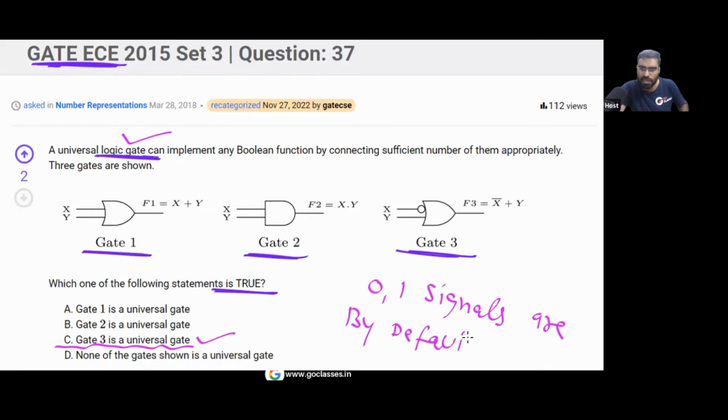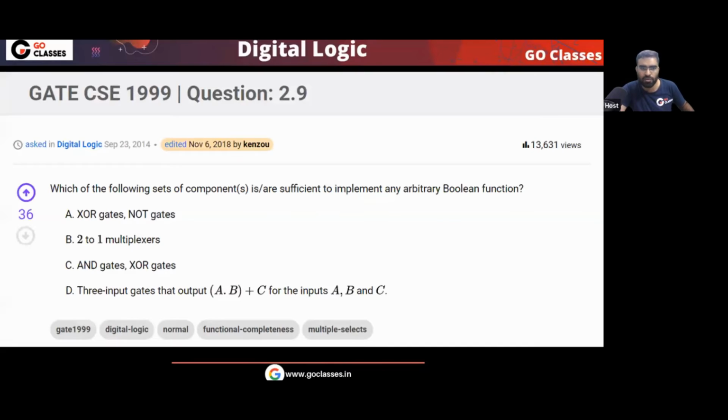As given in the Charles Roth book, this is already given in the standard resources. By default available. Is this clear? Please tell me. Let me know. So 0, 1 signals are by default available when you have digital circuits.